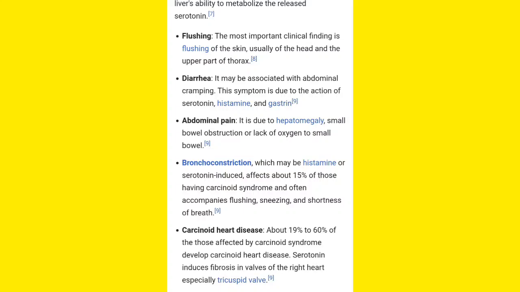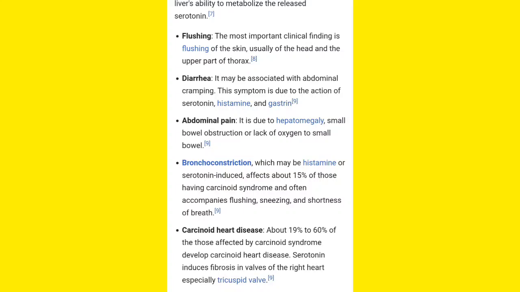Which side? Right side. So many times it has been asked in the question. Right-sided heart is affected in this carcinoid syndrome. Remember, right-sided heart. And which valve? It is the tricuspid valve. And because of this tricuspid valve involvement, you get tricuspid regurgitation. Sometimes you get tricuspid regurgitation.